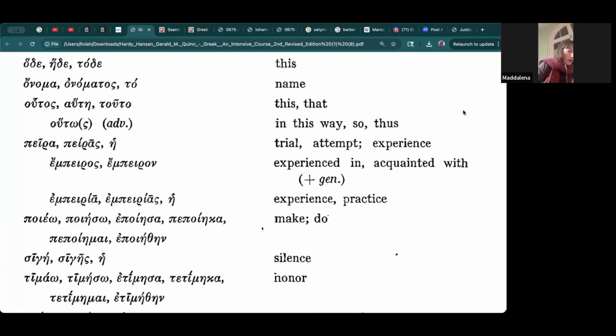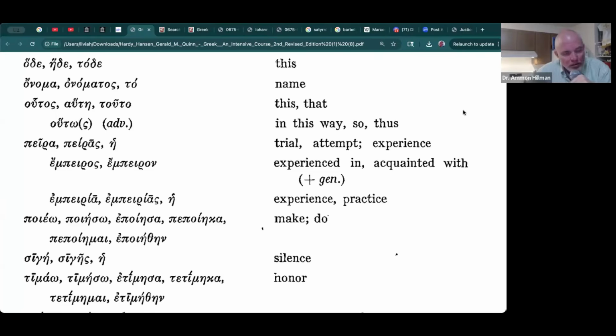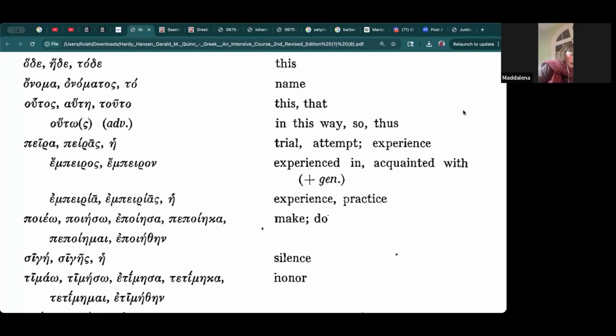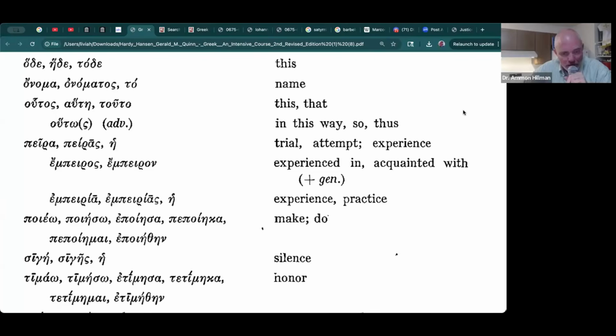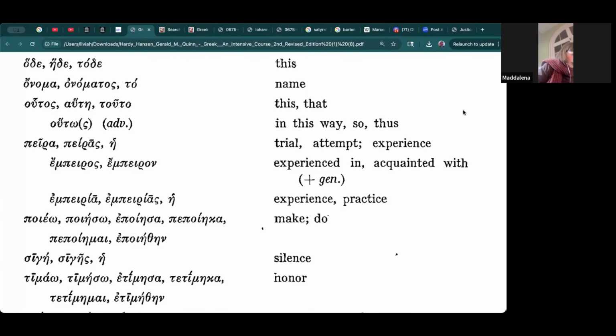Peira, or is it pera? Peira, yeah, the epsilon iota diphthong. Okay. Peiras, trial, attempt, experience. Empeiros, experienced in. Like the word empirical, right? Empeiria, empeirias, an experience or practice.